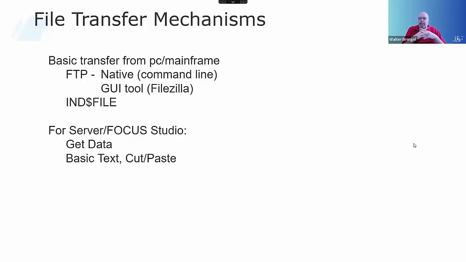All right. So the basic transfer mechanisms, the easiest ones, well, I'm not going to say easiest. The basic transfers from PC to mainframe are FTP, and there's a native FTP command line that you can use, or you can use a GUI tool like FileZilla, which lets you drag and drop the files across. That's what we recommend you do. There is also a thing that IBM has called IND$FILE, and that's when you use your 3270 emulator to send and receive files through the emulator window.